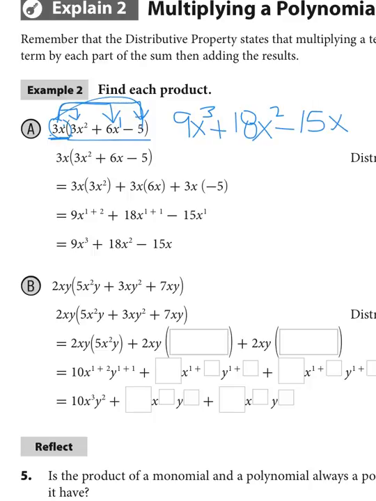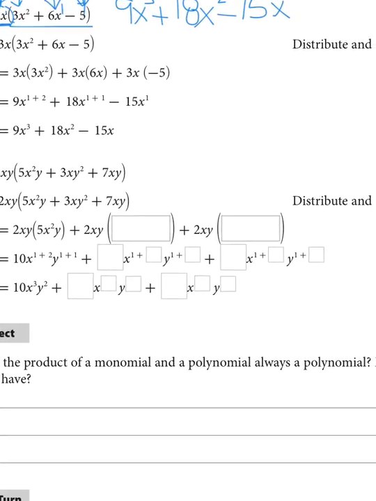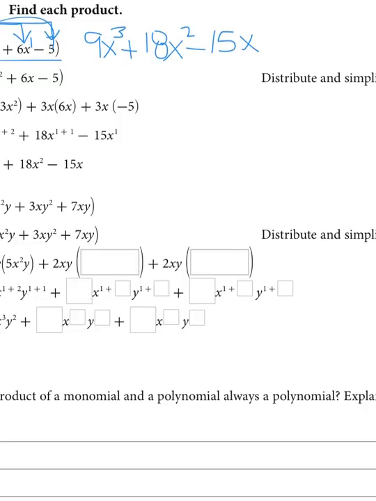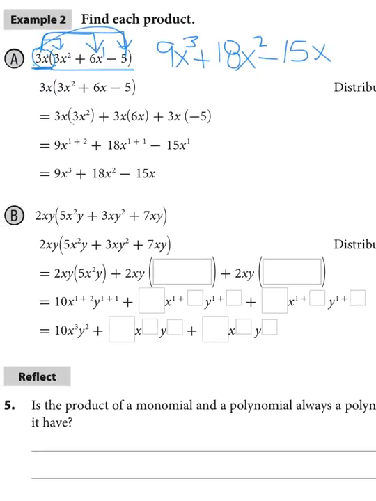Let's go ahead and slide down here. I don't love all these little boxes that the book picks, so I'm just kind of doing my work off to the side. All right, so actually let me zoom out a little bit. I need to see the problem here. All right, so here is the problem in part B. So we have this monomial, and we're going to distribute it across this whole trinomial here.